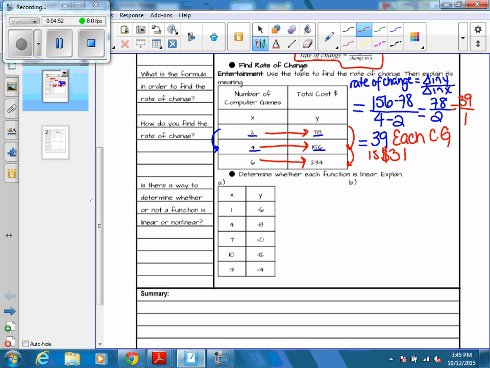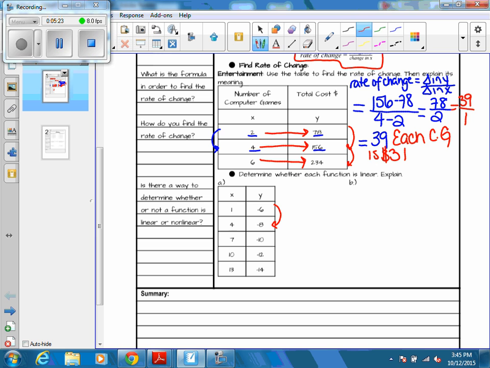So let's keep looking. The next part says determine whether each function is linear, and I want you guys to explain. So doing the same thing, I want to talk about what it means to change. So when I go from here to here, I want to figure out if this rate of change is going to be linear. And I'm going to do that by doing the same thing that I did above.